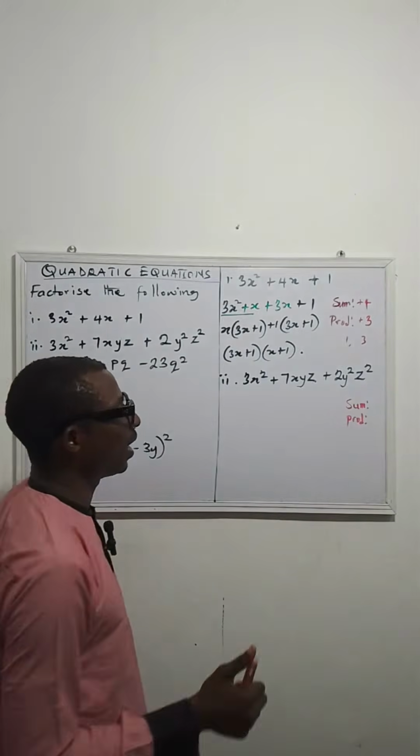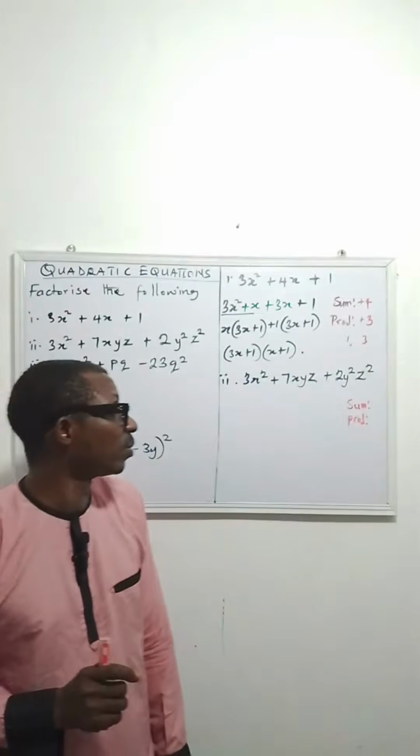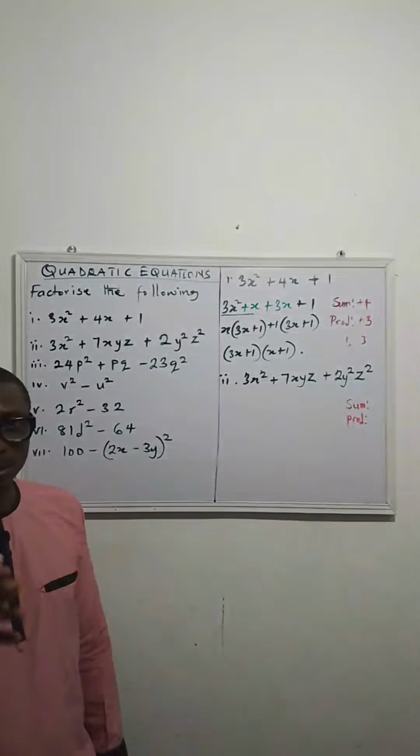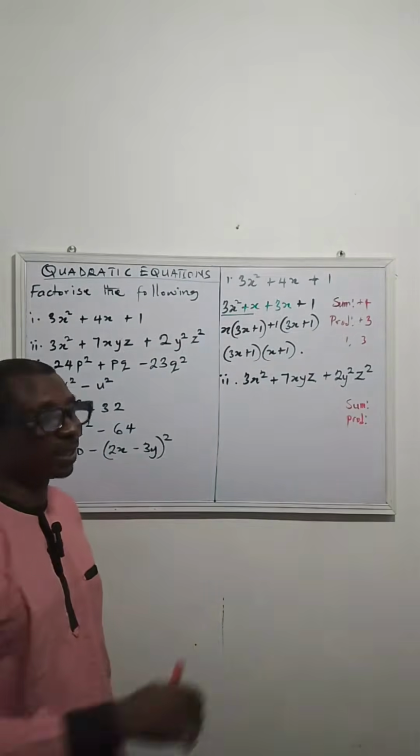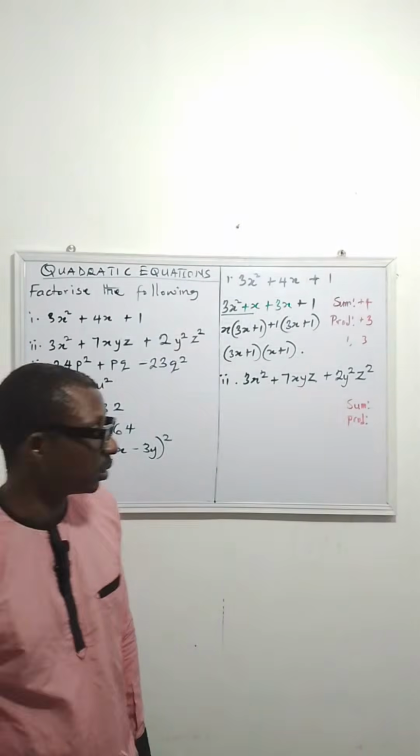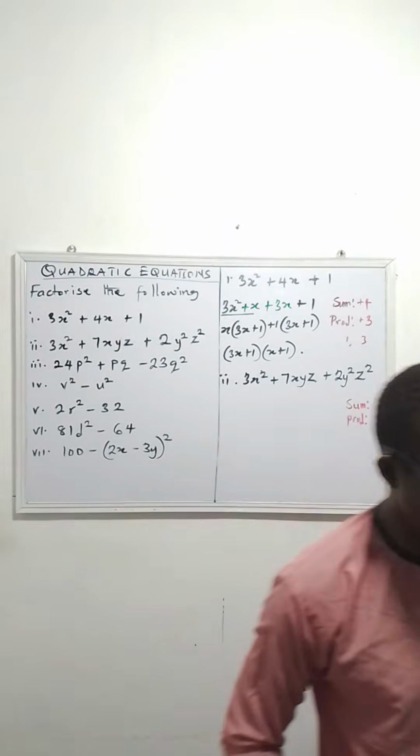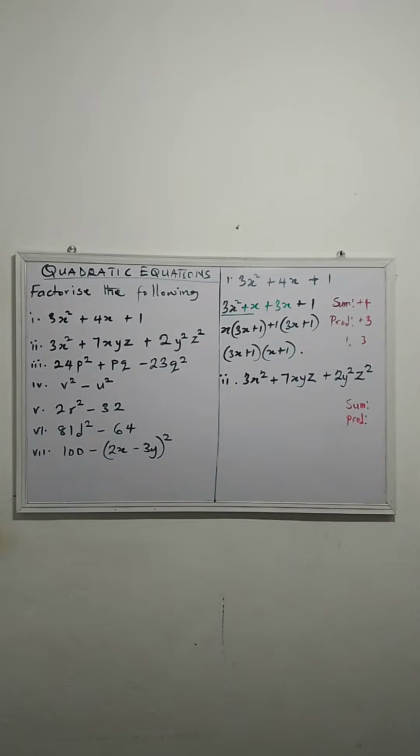So I want you to drop your answer in the comment section. What is the product and what is the sum of these quadratic expressions? Quadratic expression we have on the board. What is the sum and what is the product?